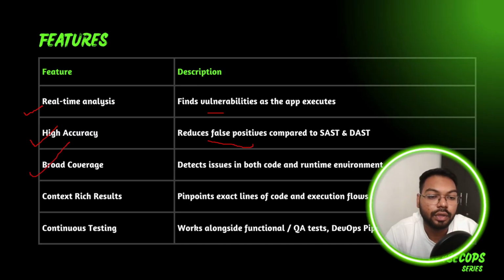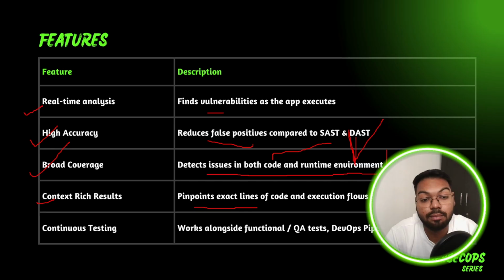Then broad coverage: it detects issues both in the code and the runtime environment, as we already discussed. SAST would only look at code, DAST would only look at the runtime environment and the application execution, but here we have both of them. Then we have context rich results, as you can pinpoint the exact lines of code and execution flow causing the security flaws.